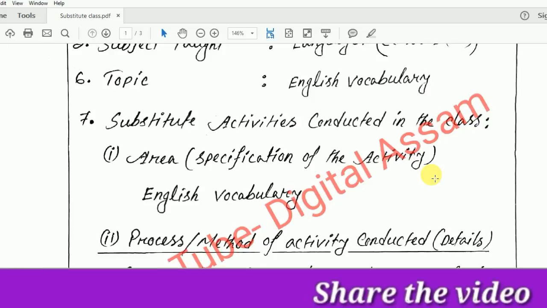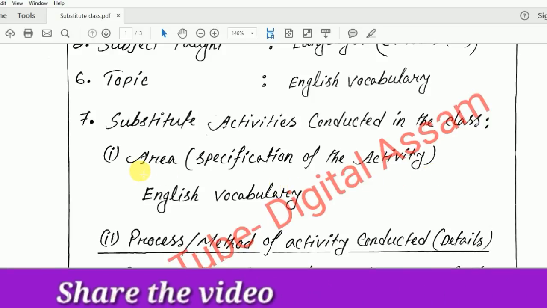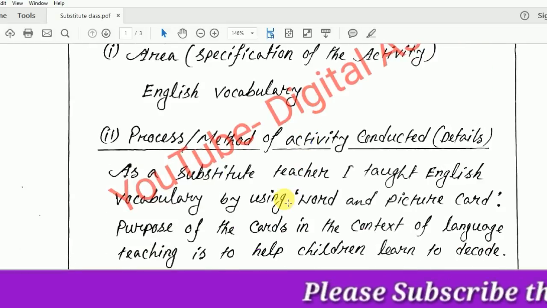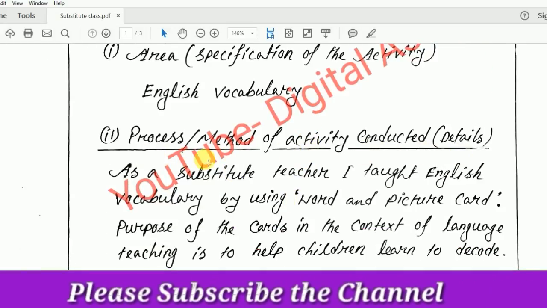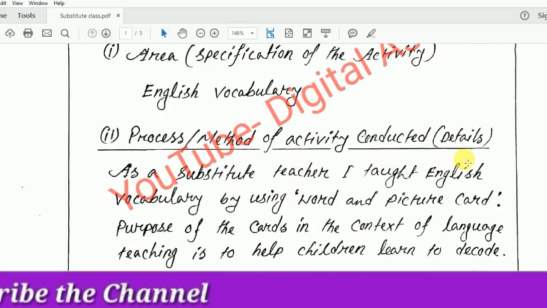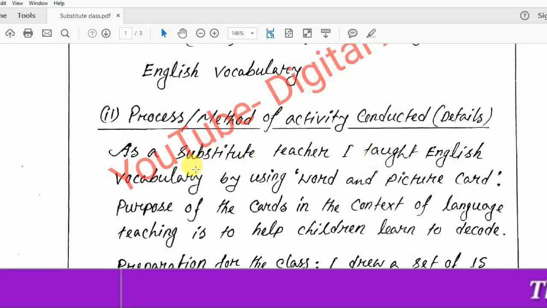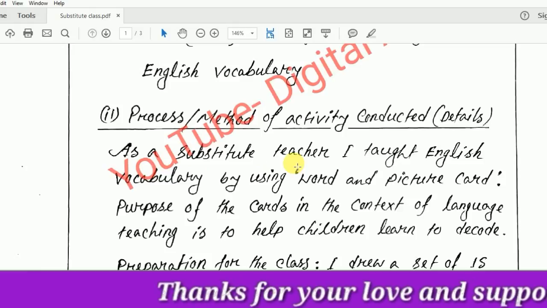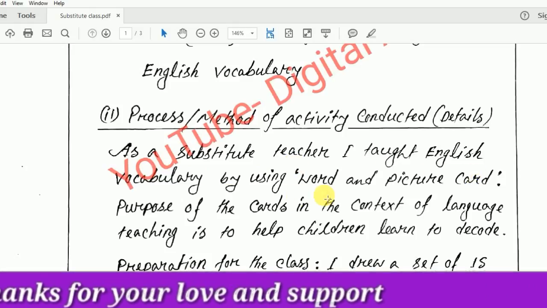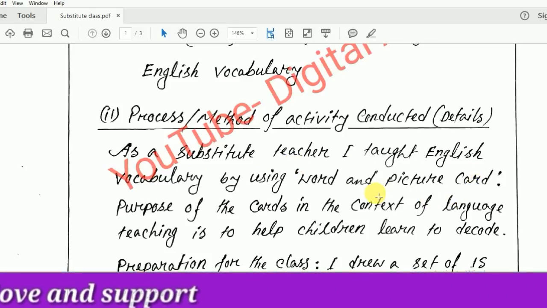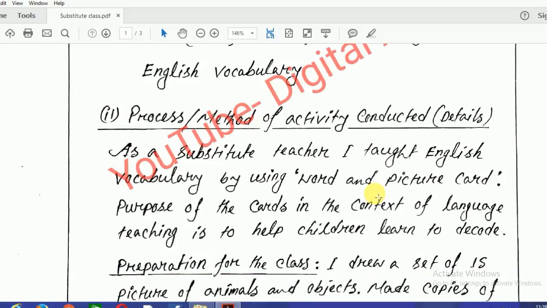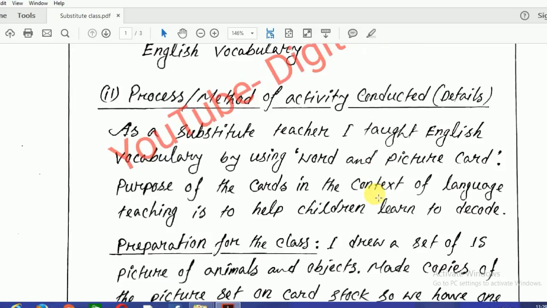After that, substitute activities conducted in the class. You have to mention here the area and specification of the activity. After that, the process and the method of the activity conducted, in detail. You have to write in detail here what process or method you applied to teach your students in your substitute class. I have written here: as a substitute teacher, I taught English vocabulary by using word and picture cards. If you choose mathematics, you can write: as a substitute teacher, I taught mathematics by using the playway method. Like this you can write.